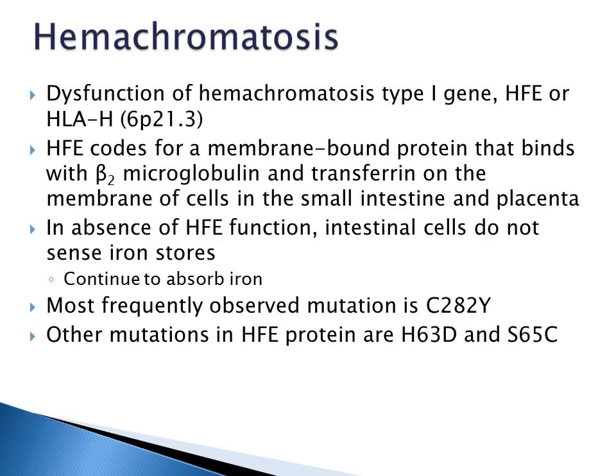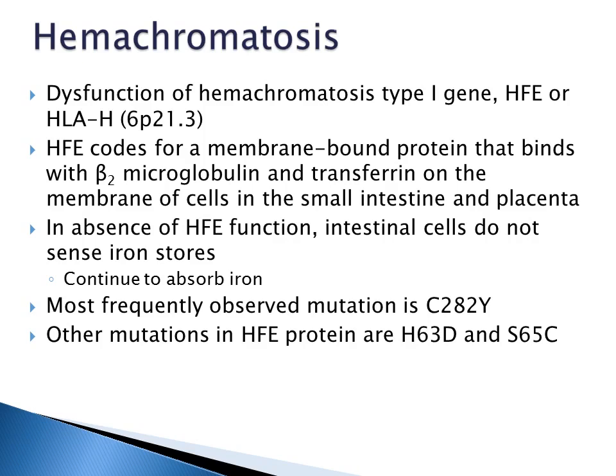So in hemochromatosis, you have a dysfunction of the hemochromatosis type 1 gene, or HFE, or sometimes HLA-H, which is located on chromosome 6. The HFE gene codes for a membrane-bound protein that binds with beta-2 microglobulin and transferrin on the membrane of cells in the small intestine and placenta. So this protein directs iron absorption based on cellular iron loads.